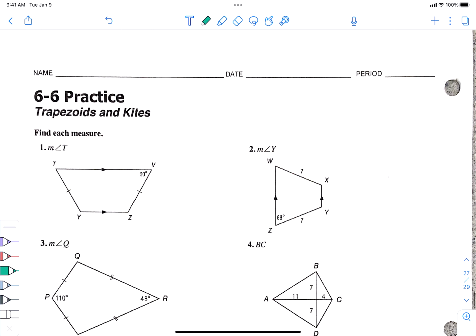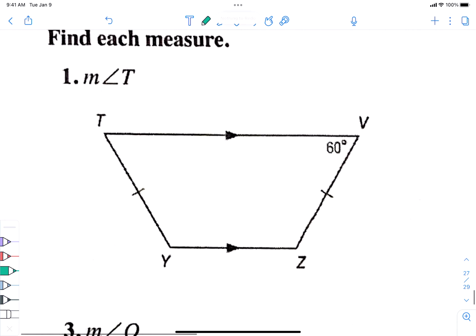Some of them are really quick. Like number 1 on practice, I just can't even believe that. Find the measure of angle T. Ha! What the heck? Huh, crazy. Check it out. All right, so anyway, there you go.